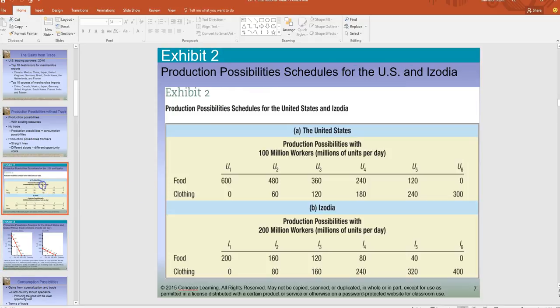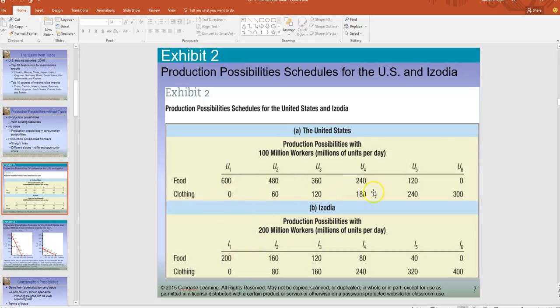Now, if you go back here, the United States with 100 million workers can produce 600 units of food. So that is 600 divided by 100, that gives you 6 units per worker. Whereas Isodians, if they specialize in producing only food, with 200 million workers, they can produce 200 million units of food. 200 divided by 200 yields one unit per worker. So the United States is more productive, 6 per worker versus 1 per worker.